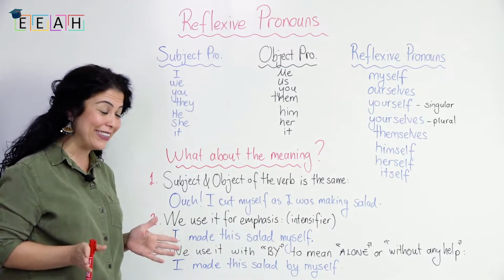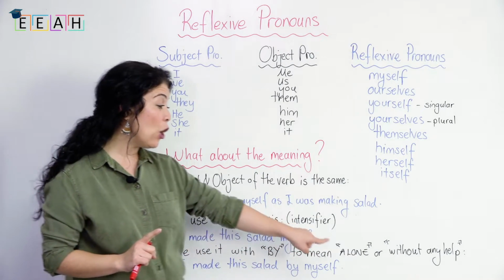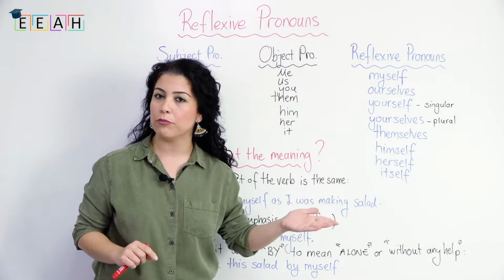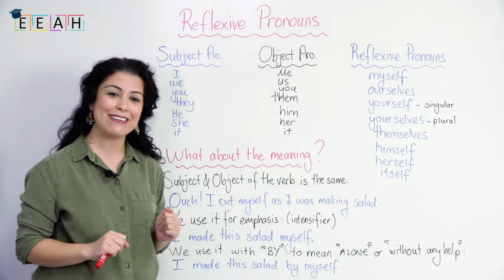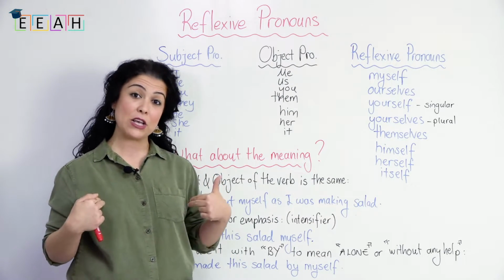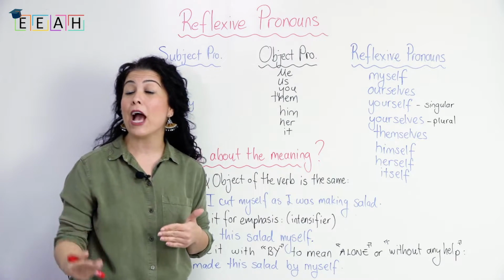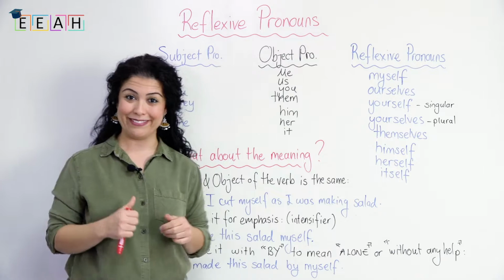The last one, we use it with by to mean alone or without any help. So this one is a bit different from the others, right? Let's have a look at the example. I made this salad by myself. It means nobody helped me. Yes, I made this salad alone.